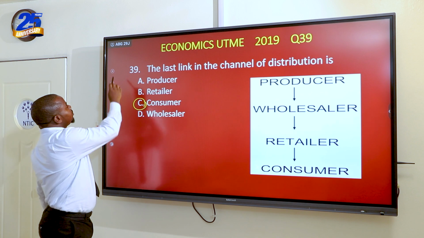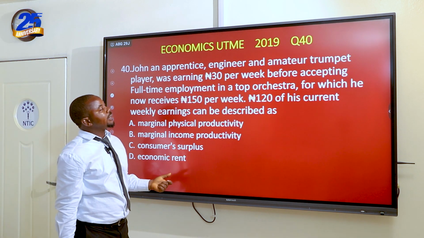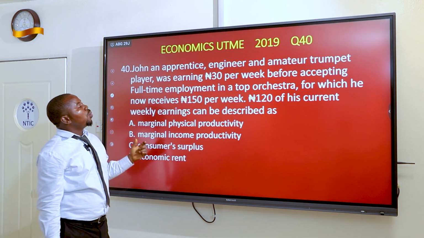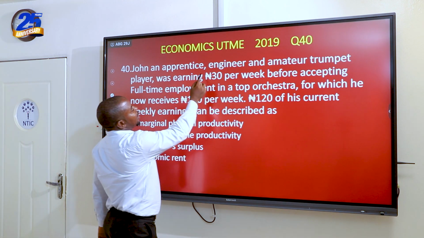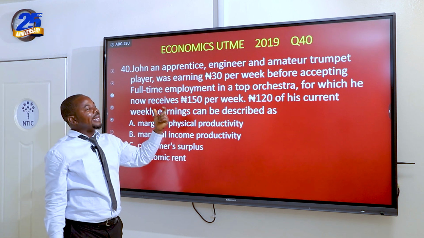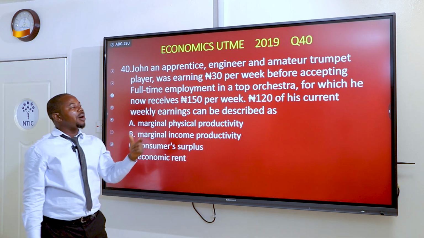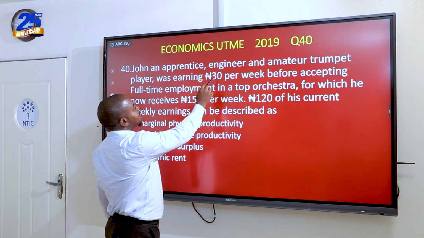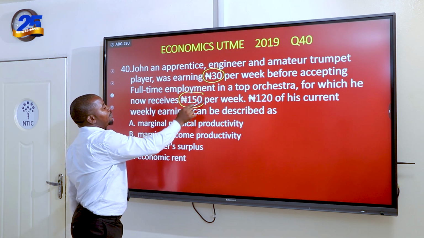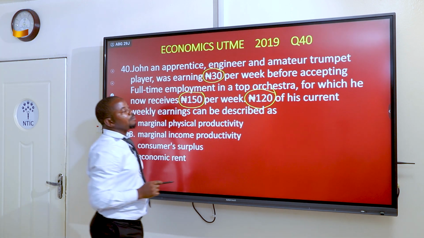Then lastly, question number 40. John, an apprentice engineer and an amateur trumpet player, was earning just 30 per week before accepting full-time employment in a top orchestra, for which he now receives 150 per week. So if you deduct the 30 that he used to receive per week from what he is currently earning per week, which is 150, you are going to have 120 naira per week.